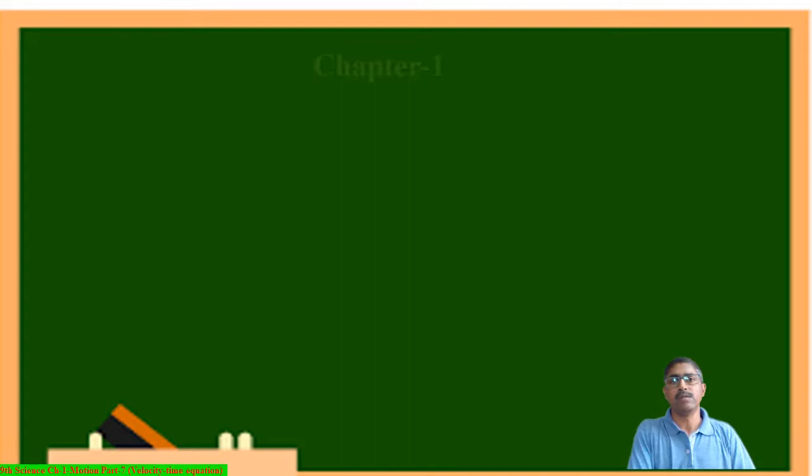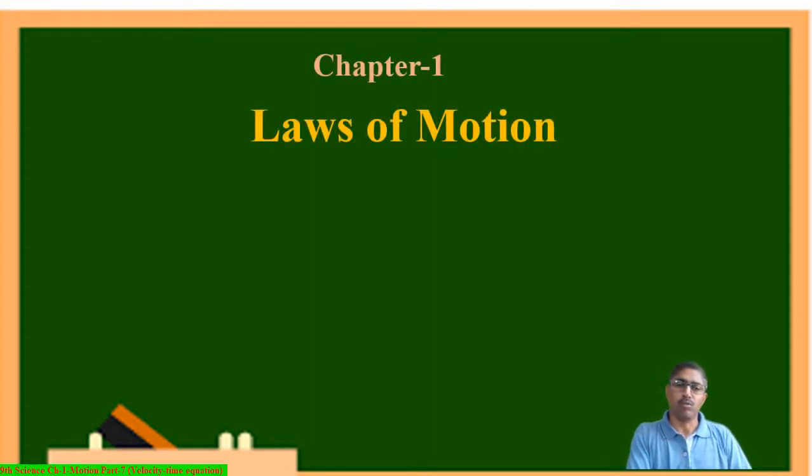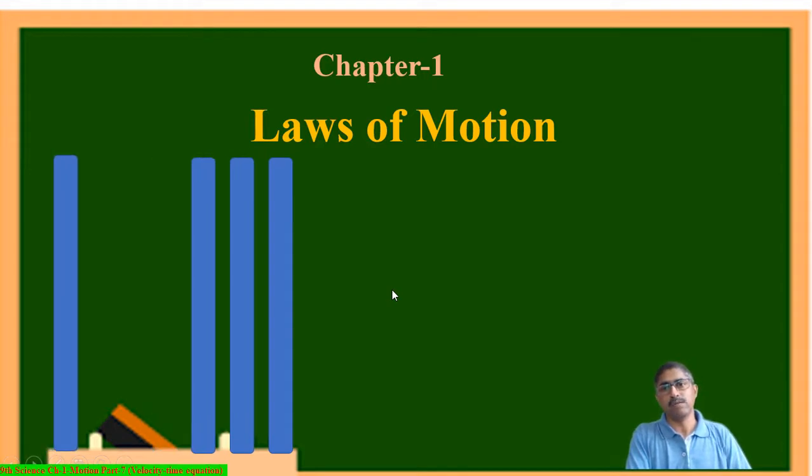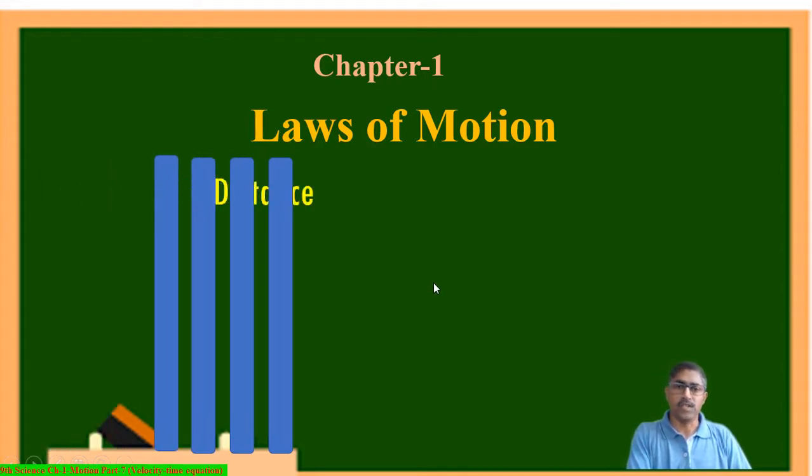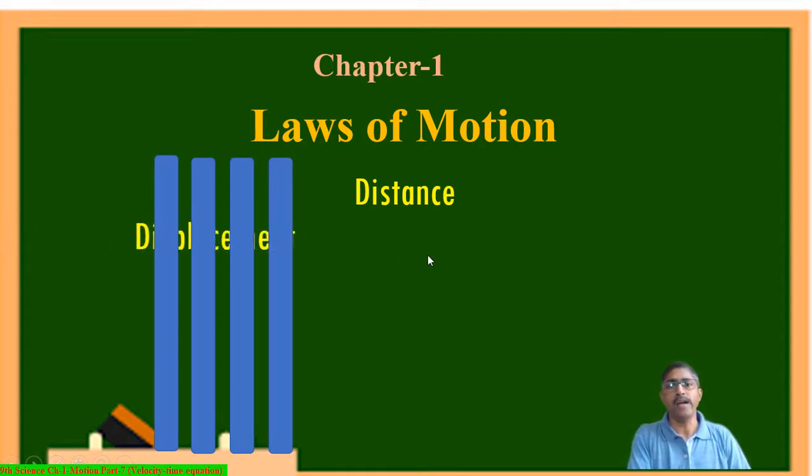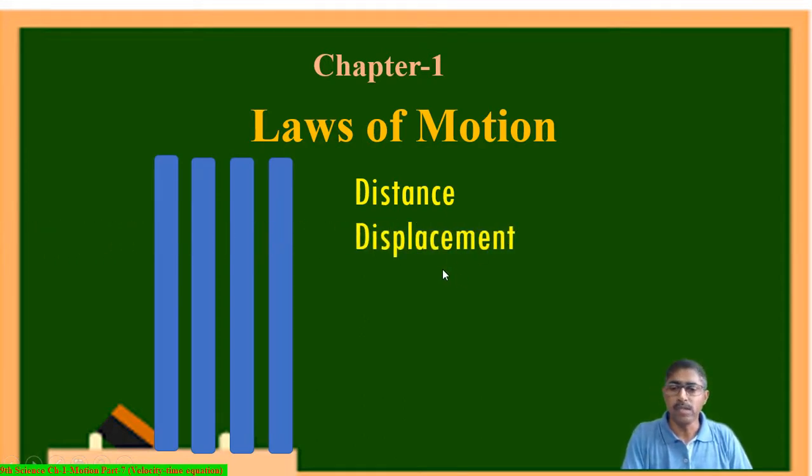In the first chapter, that is laws of motion, we have seen some things. Those are distance and displacement, and the difference between them. Distance is the total travel distance, while displacement is the actual distance, that means the minimum distance.